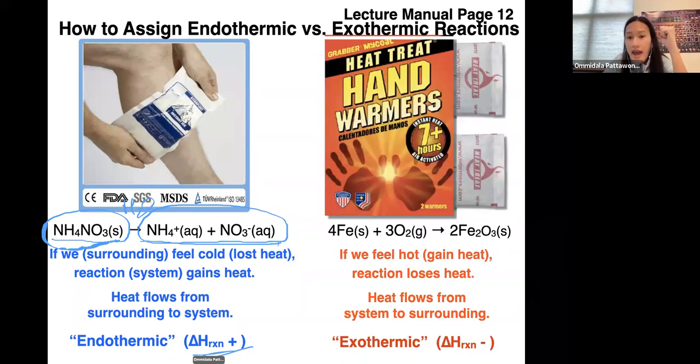Vice versa, if you're looking at a hot pack, the hot pack comes from reacting iron with oxygen. That's why you have to shake it, because the iron needs to react with the oxygen in the air. As you shake it, it gets warmer and warmer. Why do you feel it's warmer? Well, because this reaction is exothermic. As iron reacts with oxygen, it releases heat. So in this case, you, as the surroundings, feel the heat coming out. The heat flows from the system into the surroundings. So that would be an example of exothermic.